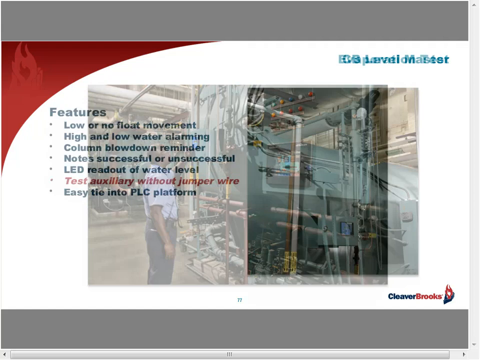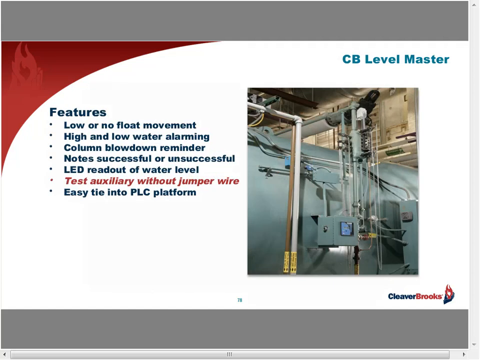Now, there is a primary low water cutoff on the market today which allows you to check the operation of the auxiliary without jumpering the primary, and includes many other safety features. But in any case, the evaporation test is the only true way of assuring the low water cutoff's proper functioning, and this test goes a long way in assuring safety in that boiler room.